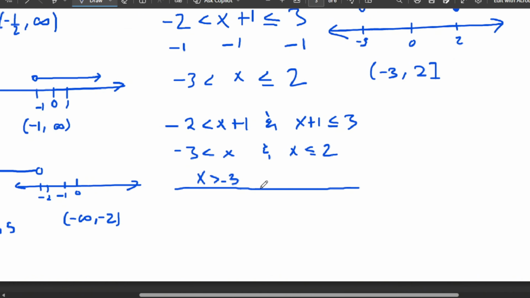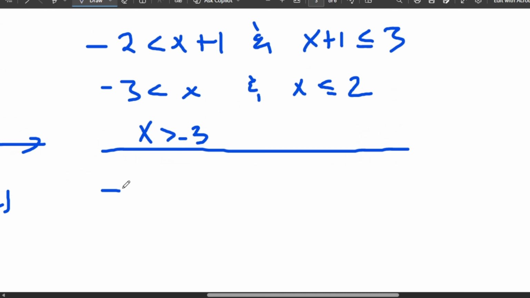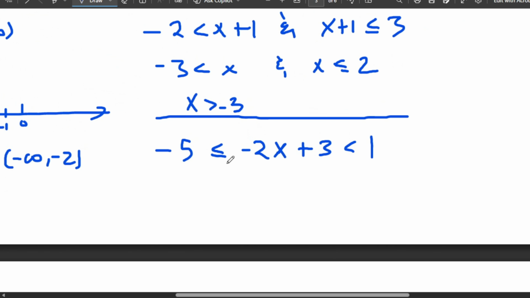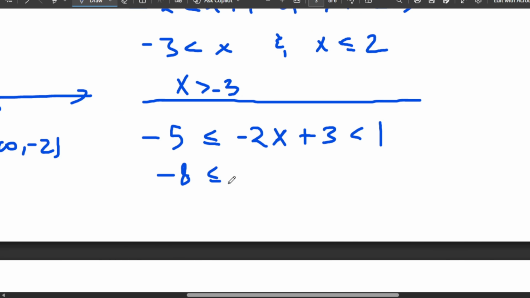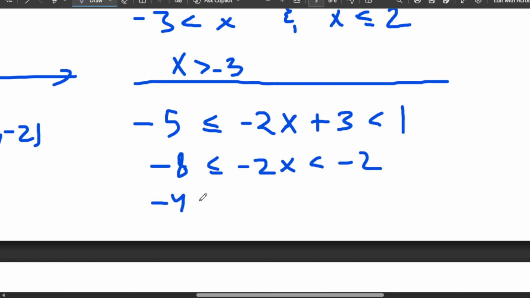How about if we have -5 is less than or equal to -2x plus 3, which is less than 1, right? So -3 minus 8 is less than or equal to -2x, and this one would be -2. We divide by a negative, that means we flip the inequality sign in the other direction. This will be -4 is greater than or equal to, oh sorry, +4 is greater than or equal to x, and x is greater than 1.